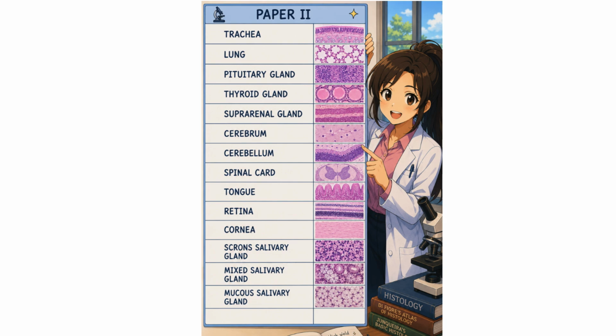Coming to retina, you have 10 layers, but focus on pigment epithelium, which is outermost. You have photoreceptor cells, which are rods and cones. You have outer and inner nuclear layers, outer and inner plexiform layers, and the ganglion cell layer is innermost. And ganglion cells give rise to optic nerve fibers.